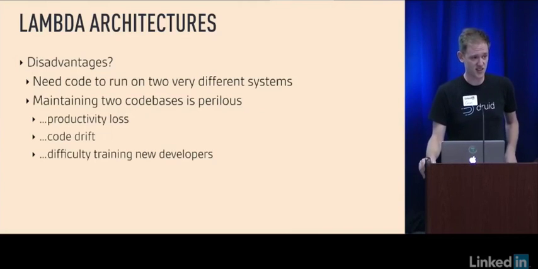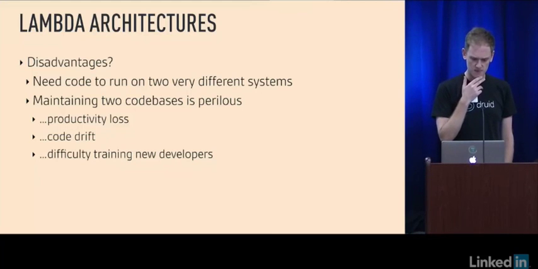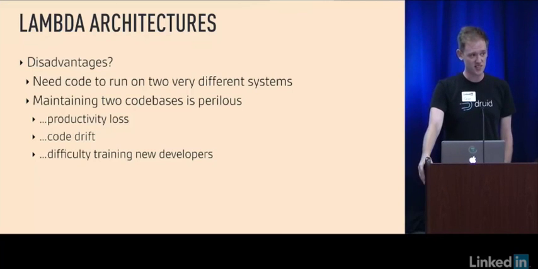Disadvantages are pretty annoying, which is why I hope that Lambda architectures are not with us forever. You need code to run on two very different systems. If you're running Hadoop and Samza, for example, those are very different systems. The operational characteristics are very different. You're basically doubling your workload as far as operational issues and performance tuning. Also, maintaining two code bases is perilous. You have productivity loss, you have code drift, where the two code bases are doing different things, and difficulty training new developers. You have to train them in two code bases.